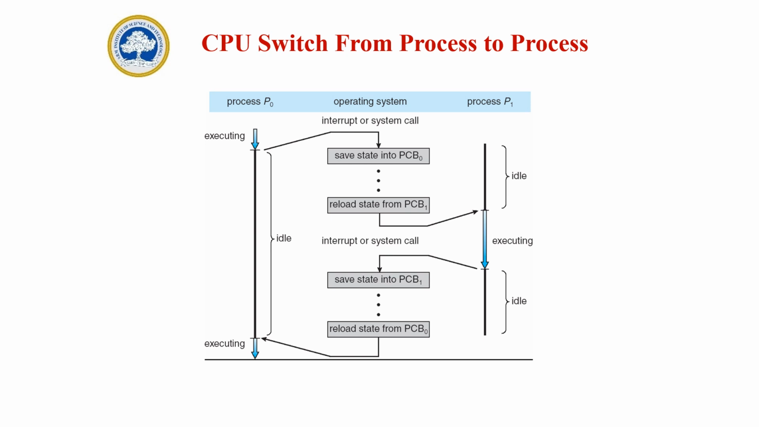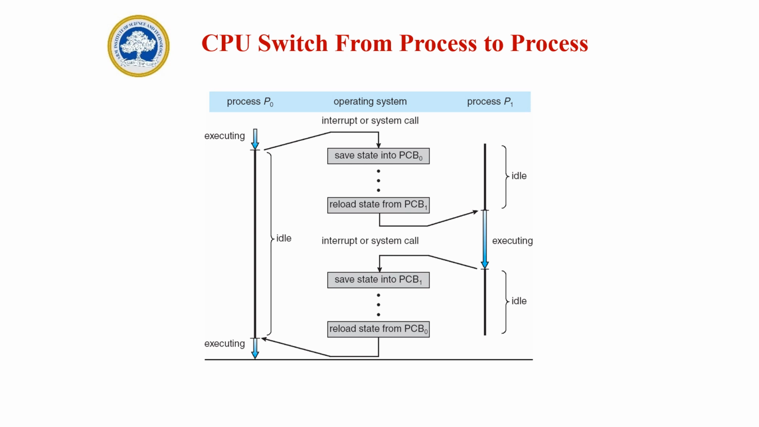Okay, again, if any interrupt happens in between the execution of P1, what will happen? To service the interrupt call, the state of process 1 will be saved in the PCB. Okay, and then the execution will happen. Once process 1 is completed, what will happen? Process 0 will be reloaded again and it will start its execution.